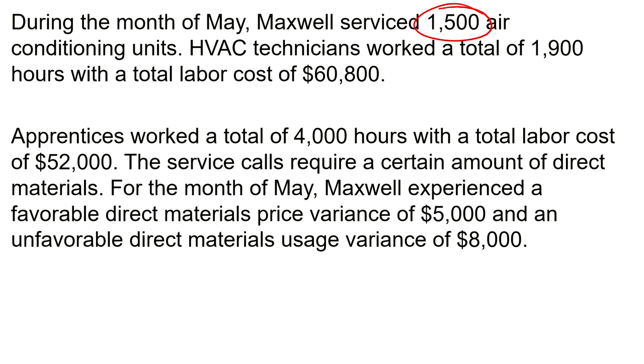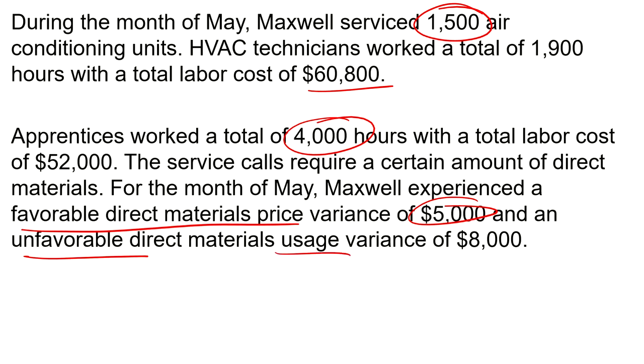HVAC technicians worked a total of 1,900 hours with a total labor cost of $60,800. Apprentices worked a total of 4,000 hours with a total labor cost of $52,000. The service calls require a certain amount of direct materials. For the month of May, Maxwell experienced a favorable direct materials price variance of $5,000 and an unfavorable direct materials usage variance of $8,000. So they saved money, the price was lower, but they used more than they were supposed to. Okay, so we'll see how that works in.